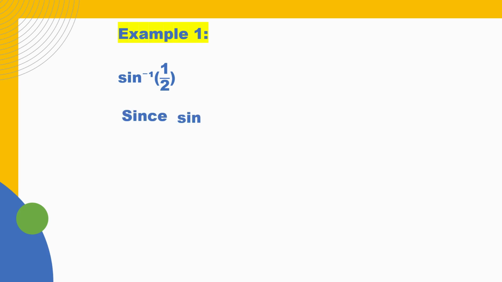Let's try to understand this idea of principal value range with the help of an example. We have to find sine inverse of 1/2. Inverse sine asks us which angle has sine equal to 1/2. We know that sine of pi by 6 is 1/2. Now check the principal value range of inverse sine, which is -pi by 2 to pi by 2. Since pi by 6 lies in this interval, it becomes the principal value. Therefore, sine inverse of 1/2 equals pi by 6.